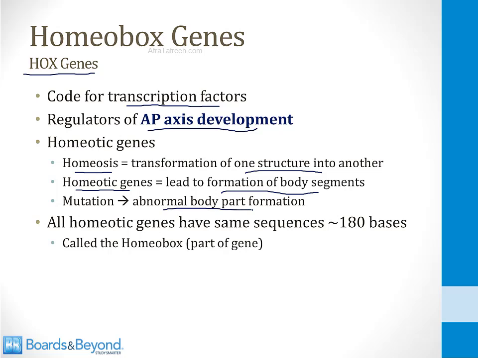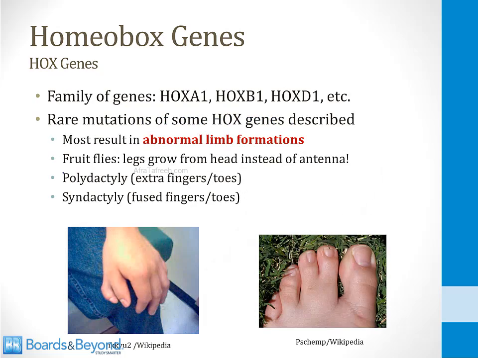And it turns out that all of the many homeotic genes that have been described have similar sequences of about 180 bases. This sequence is called the homeobox. It's part of the gene, and therefore these are called homeobox or Hox genes. The homeobox genes are a family of genes, and they have names like HOXA1, HOXB1, HOXD1.